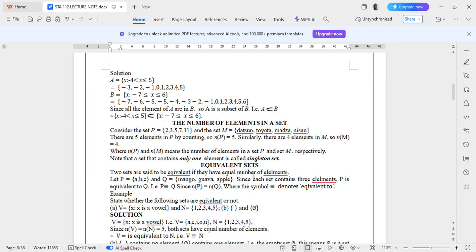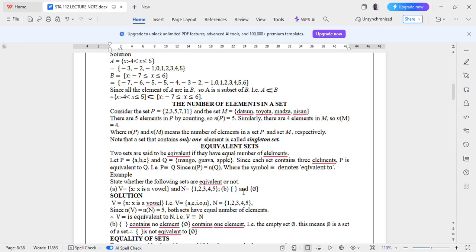So, the number of elements in a set. The number of elements in a set is what we refer to as the cardinality of a set. It can be called the cardinality of a set.